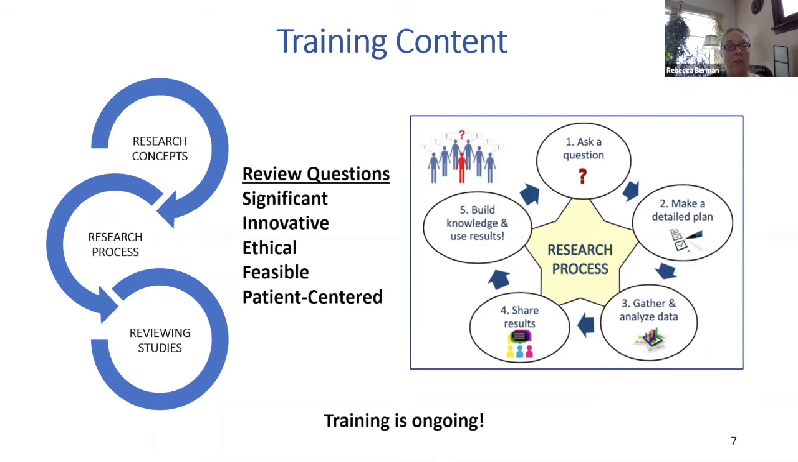We have 5 categories: significance, innovation, ethics, feasibility, and patient-centered. These are based on PCORI's review criteria for patient reviewers who sit on their panels, but we adapted many of the review questions by shortening and rewording them to maximize members' comfort with being able to engage in review discussions.